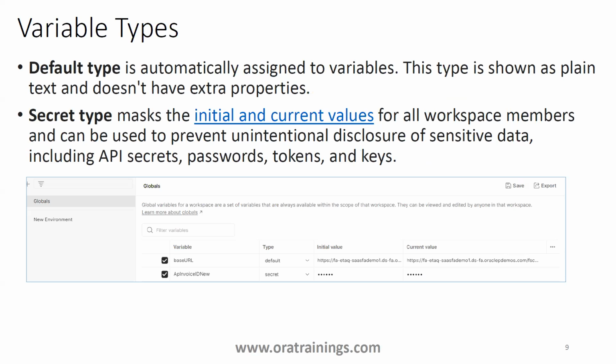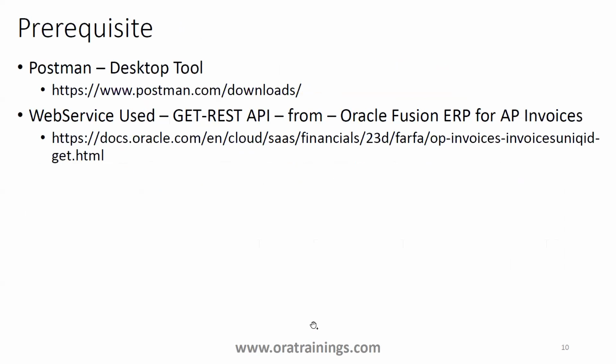Okay. The other thing is variables, of which there are two types. One is default and the other one is secret. If it is default, it shows the value, but if it is secret, the particular value will be hidden or masked, I can say. Generally, it is used when you want to deal with PII kind of information or password kind of information. Now, coming to the main functionality.